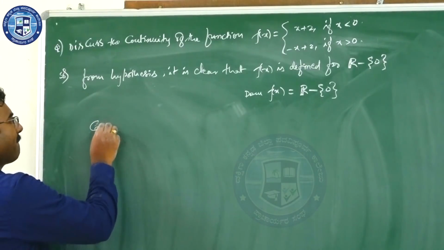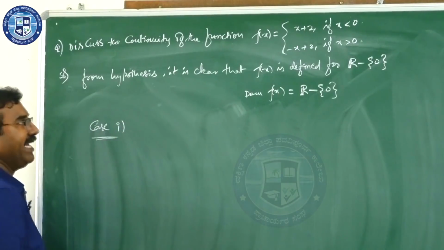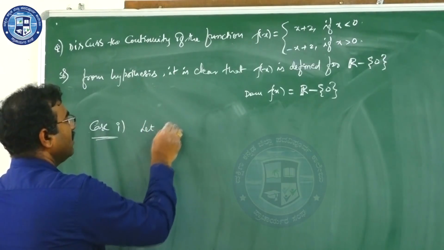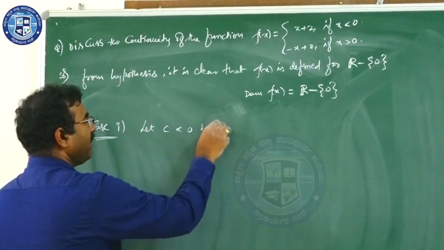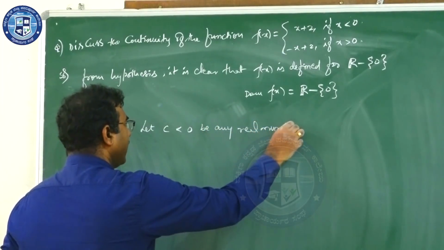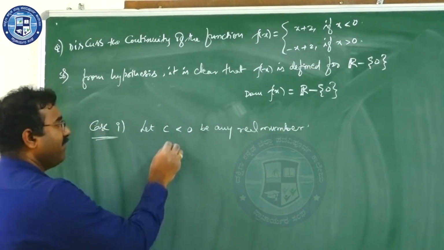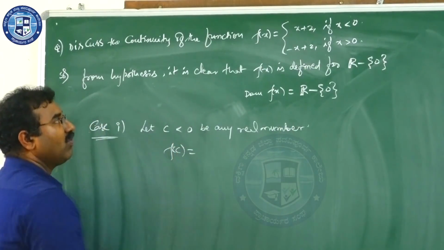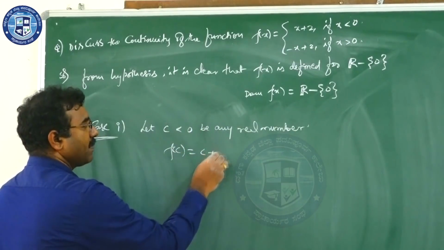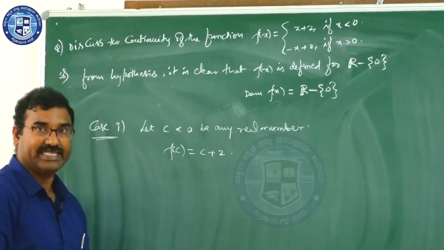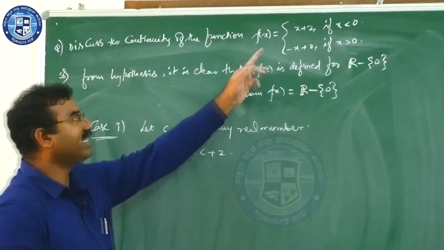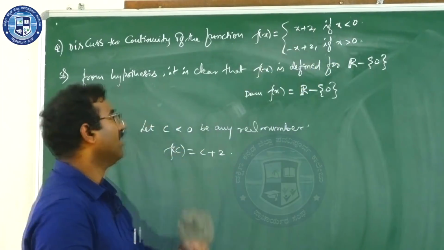Case 1. What is it? Here, let c less than 0 be any real number. Then f of c is what? f of c will be c plus 2, right. Then is it necessary to take left hand and right hand limits at c now? No, not required. For less than 0, only one function is there.